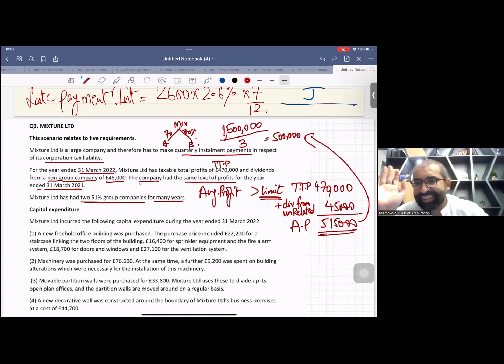Now one thing, I pray that you remember this. Listen. Dividends are not taxable at all in companies. You always apply 19% on TTP for corporation tax purposes. Right? Let's move to the requirements.